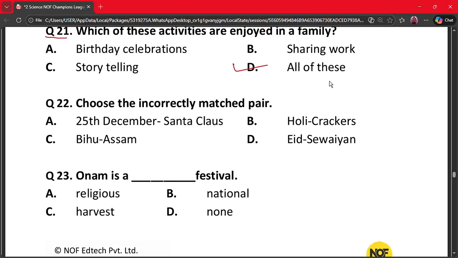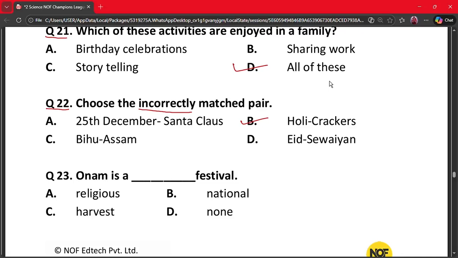Our next question is question 22. Choose the incorrectly matched pair. A. 25th December is Santa Claus. B. Holi to crackers. C. Bihu to Assam. And D. Eid to Sevaya. The incorrect option is option B, which is Holi to crackers.